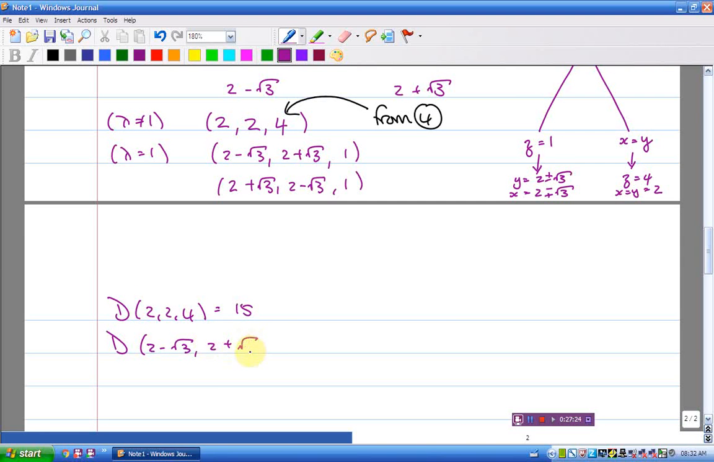Oh, no, those are the 15. 2, 2, 4 is 24. I'll come back and fix that. That's D at 2 plus root 3. Sorry, I'm being a bit scruffy here. Shouldn't be that, and that's wrong, and that's 15, and that's 15, and that's 24.